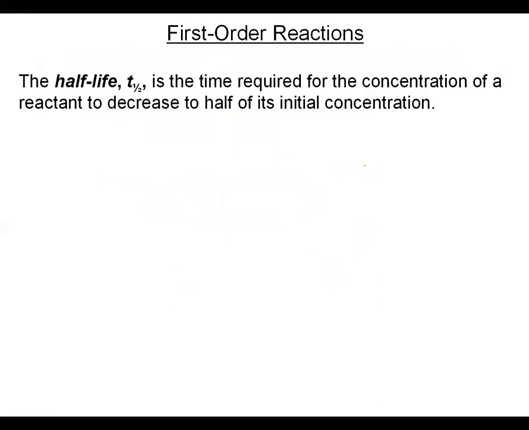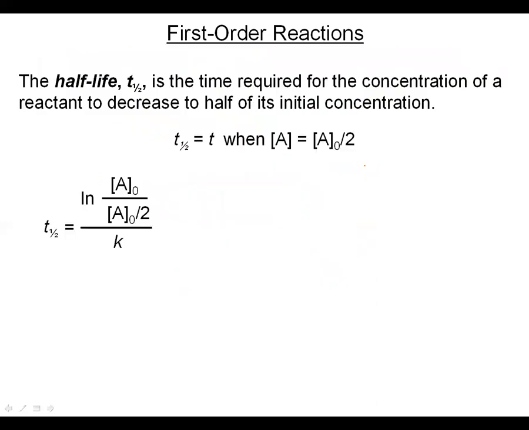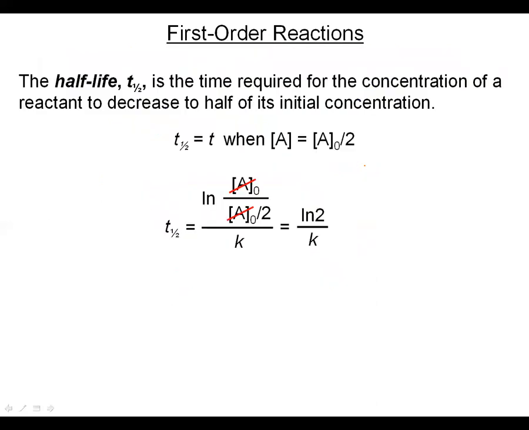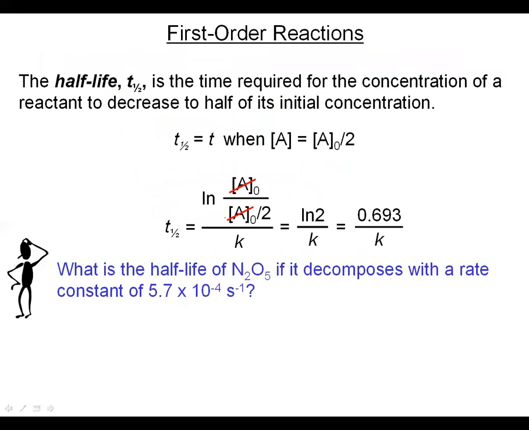Now, I sort of got to this before, but there is a half-life equation that specifically goes with first order reactions, and it is the natural log of 2 divided by k. The 0.693 is what you get when you put the natural log of 2 into your calculator. The half-life is the time, like it sounds, that it requires for half of whatever you started with to disappear.